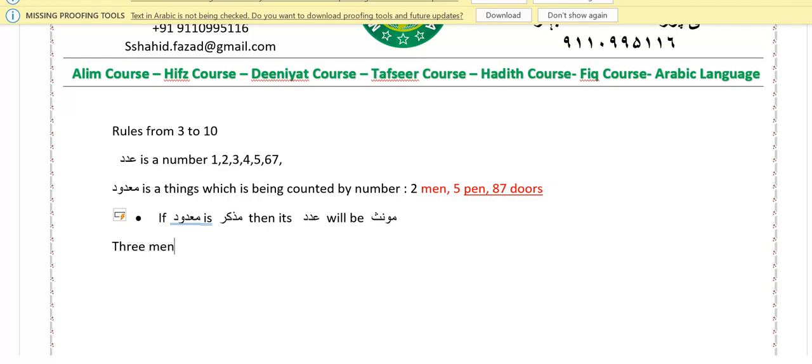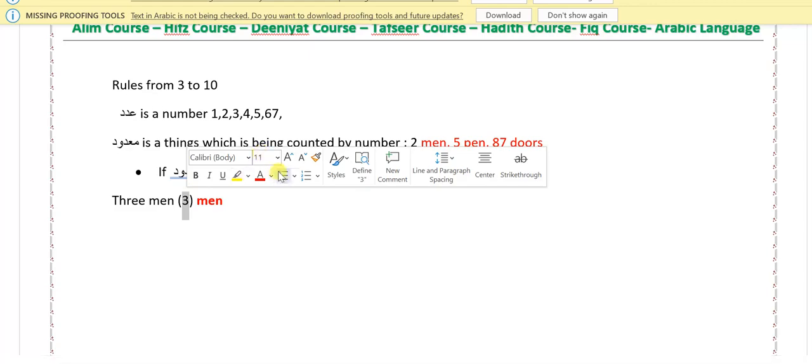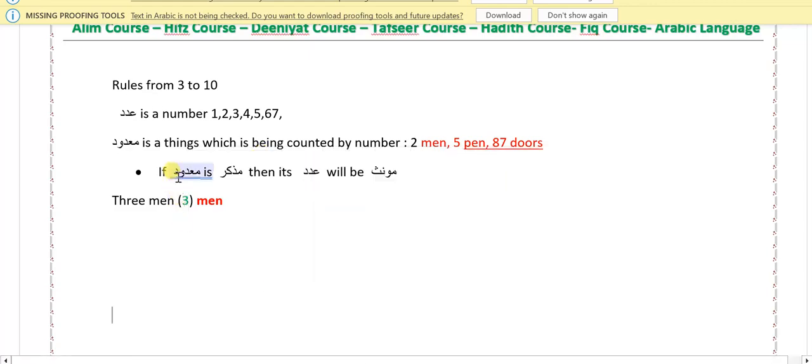3 men, or let me write this in number form also. 3 men. So here men is madud and this 3 is a number, or adad. Now the rule is, if madud is muzakkar, so here men is actually a muzakkar word, right? Men means rajulun. So from now on I am going to give the example in Arabic. So rajulun is actually a muzakkar word.